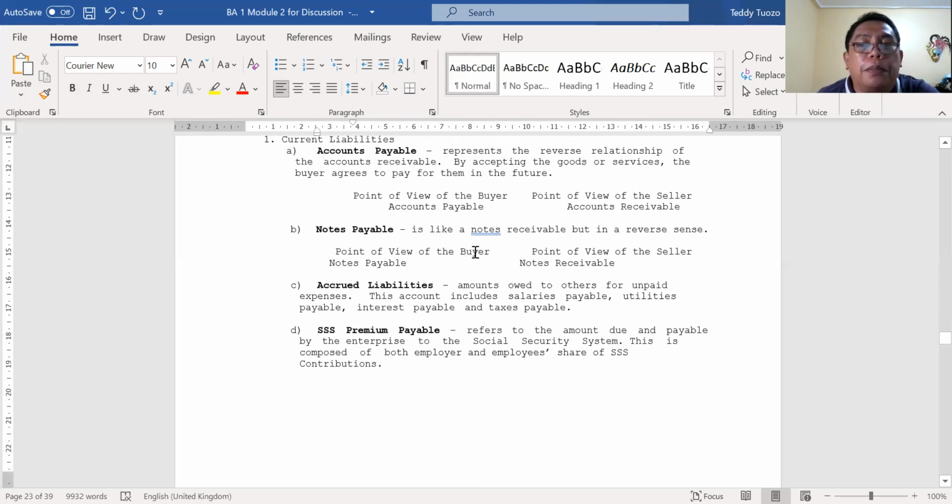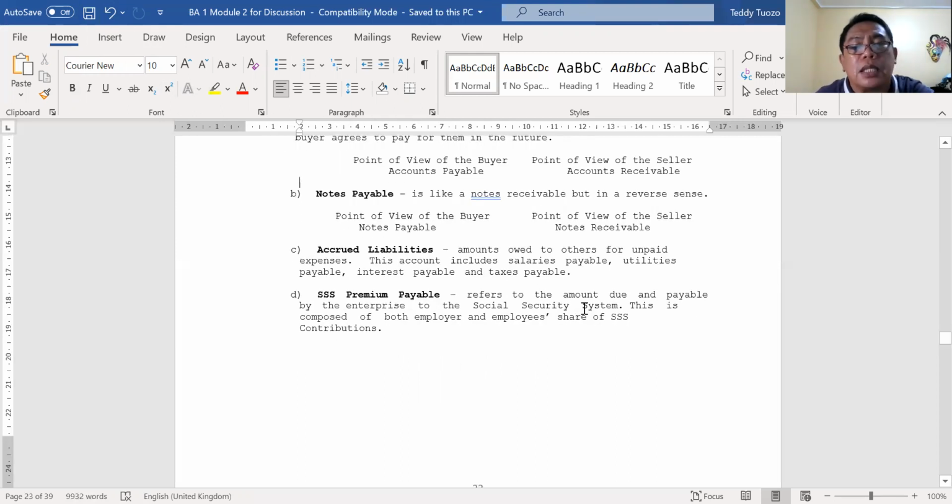So notes payable, remember that this is the reverse of notes receivable under current assets that I have also identified. From the point of view of the buyer, it is notes payable, but from the point of view of the seller, it is notes receivable. Remember that before an account is classified as notes payable, the buyer issued a promissory note to the seller for the items acquired, or bought.